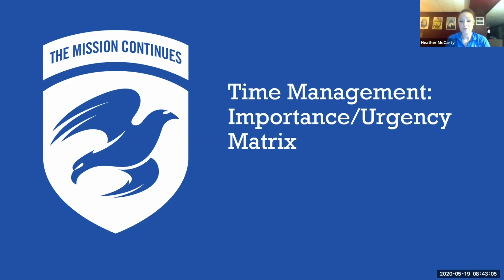Now, although during times of stress this can be even more challenging to determine, the tool that we're going to be looking at today is something that can be used at any time and is used in many different settings and is not unique to us. We're going to look at the importance urgency matrix. It's often called the Eisenhower matrix as well for decision making.